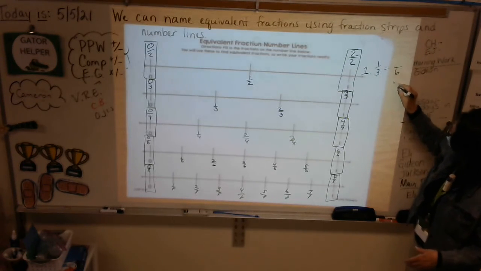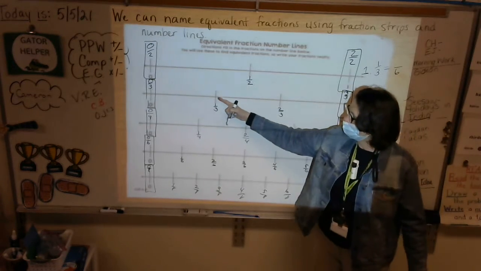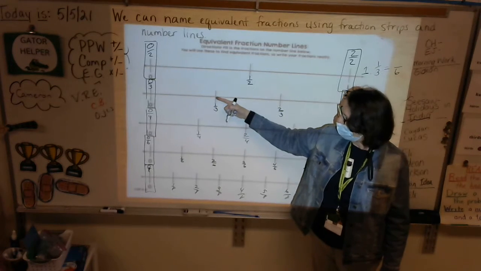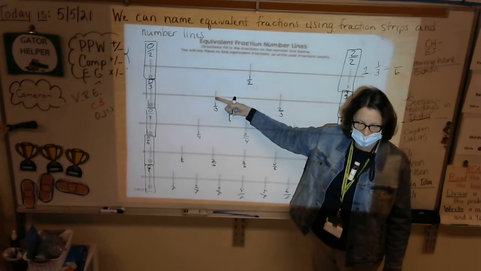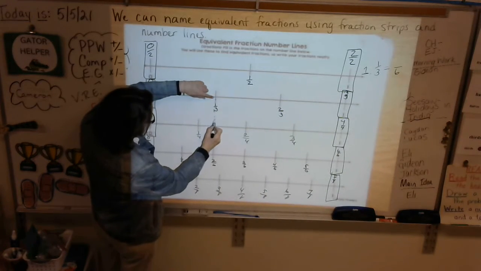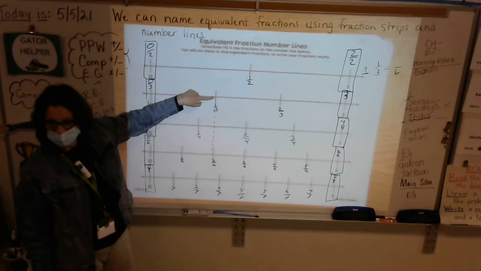1/3 equals how many 6ths? Well, let's go to our 1/3 number line, everybody. Find 1/3, point to it. Point to it, Eli. And then we have to figure out how many 6ths that equals. I like what you're doing if you're tracing down. So I'm going to trace down here. Aha. 1/3 equals how many 6ths?